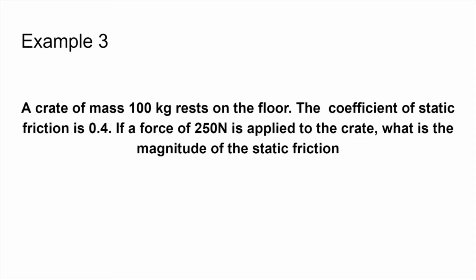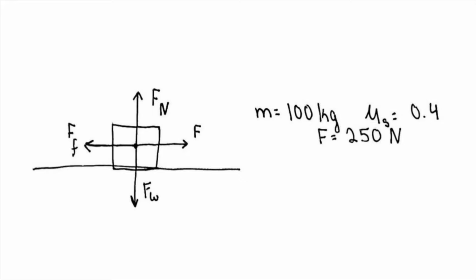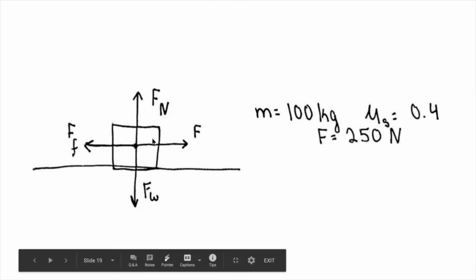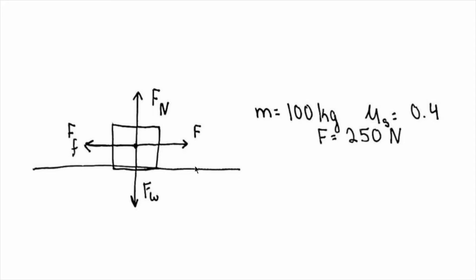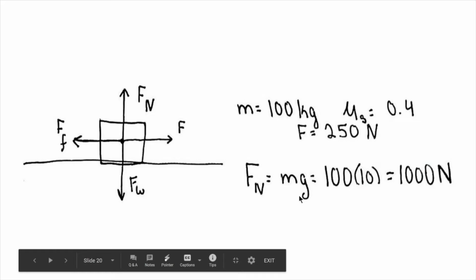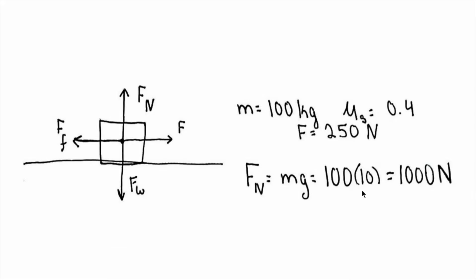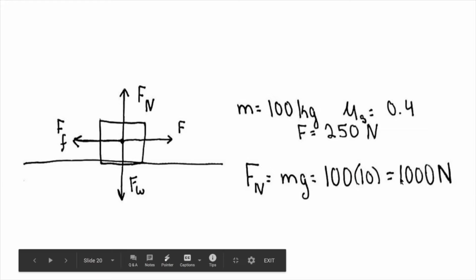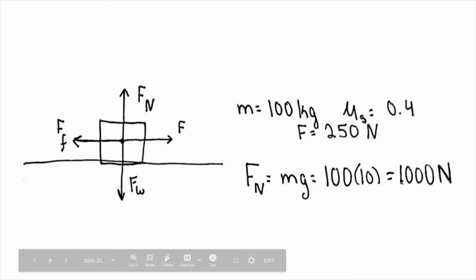So we're just going to go ahead, draw our free body diagram, and write what we know. So we have our force of weight, normal force, friction, and force applied. We know that our mass is 100 kilograms, mu sub s is 0.4, and our force applied is going to be 250 newtons. So, first things first, we have to calculate our normal force so we can figure out what the force of our friction is. So, normal force equals mass times gravity, 100 kilograms times 10 meters per second squared equals 1,000 newtons. That is our normal force.